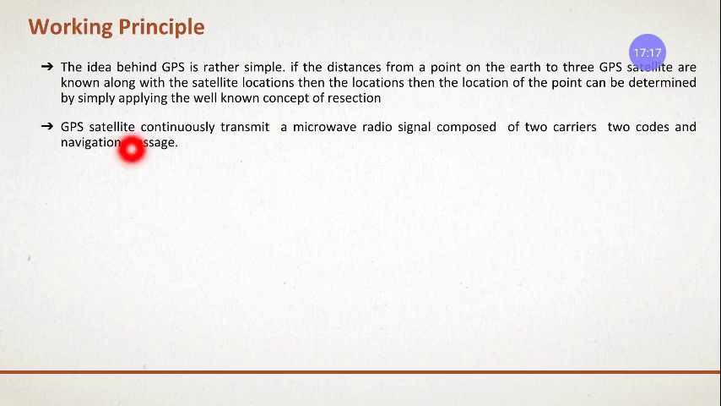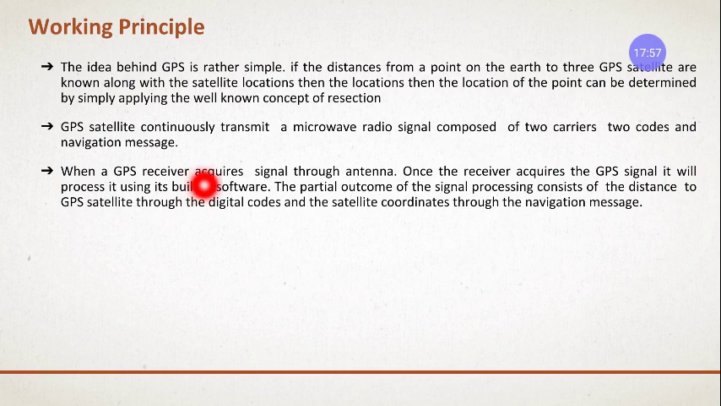A GPS satellite continuously transmits microwave radio signals composed of 2 carriers, 2 codes and a navigation message. All these messages are sent in the microwave radio signals: the time, the date, and all the other required information, such as the location of the satellites. All this is put into this message, and it is continuously transmitted, because somewhere or the other some person will be using GPS. So for that, it is continuously transmitting the signals.